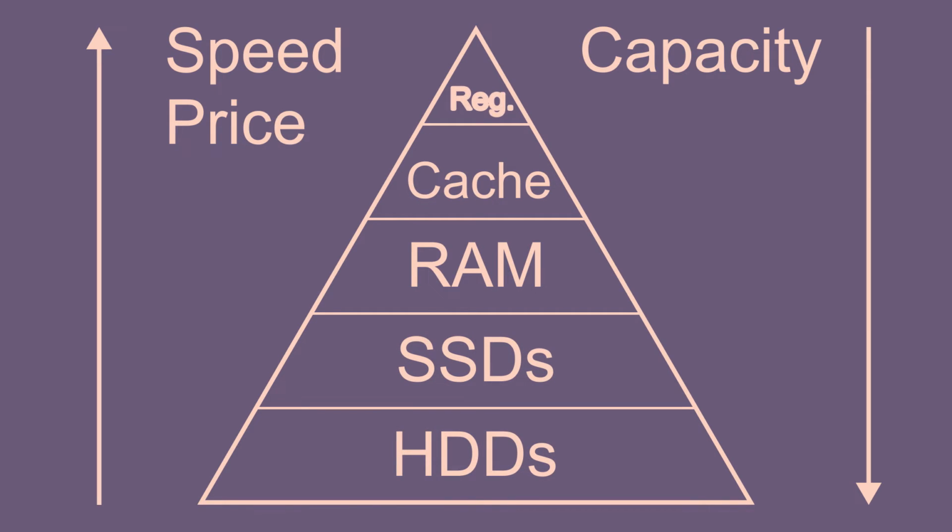We can see that CPU registers are really fast, but also really expensive and have the least capacity. On the other hand, HDDs are very slow, but have very large capacity and are really affordable. So there you have it.